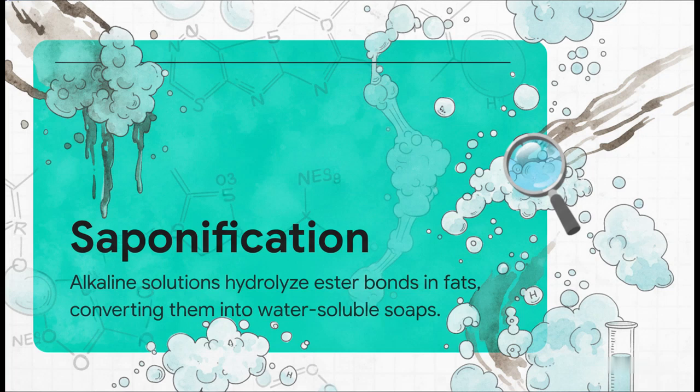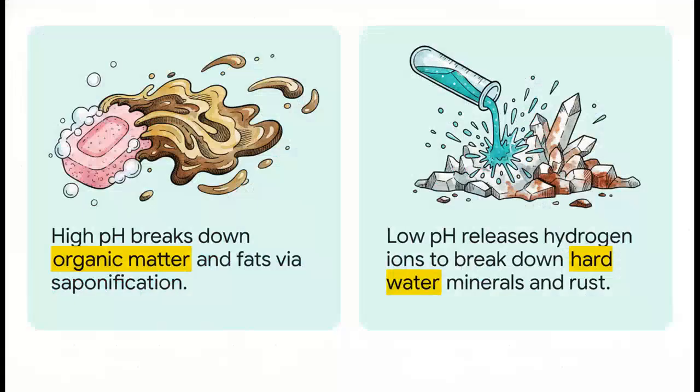The high pH alkaline solution actually hydrolyzes the ester bonds inside the fats, creating an emulsion that just effortlessly rinses away. It's chemical magic. But here's the catch. Alkalis are literally useless against hard water rings. You have to contrast your approach based entirely on the stain's unique chemistry.